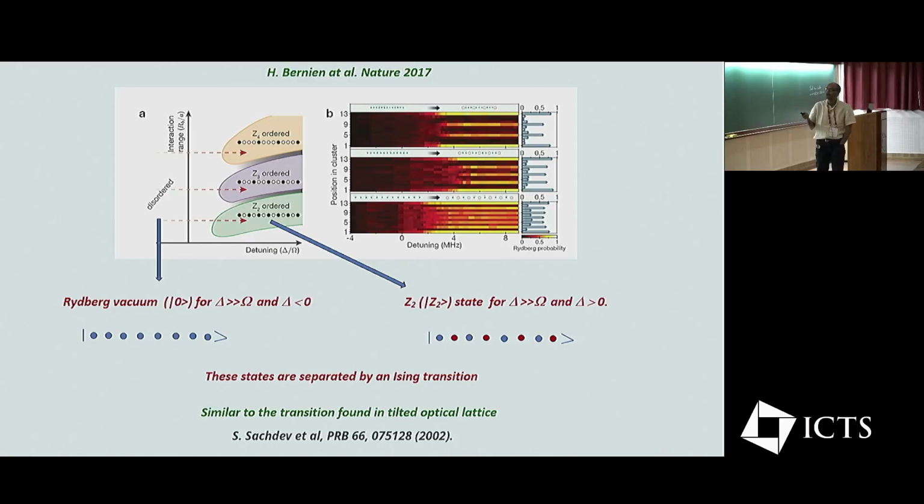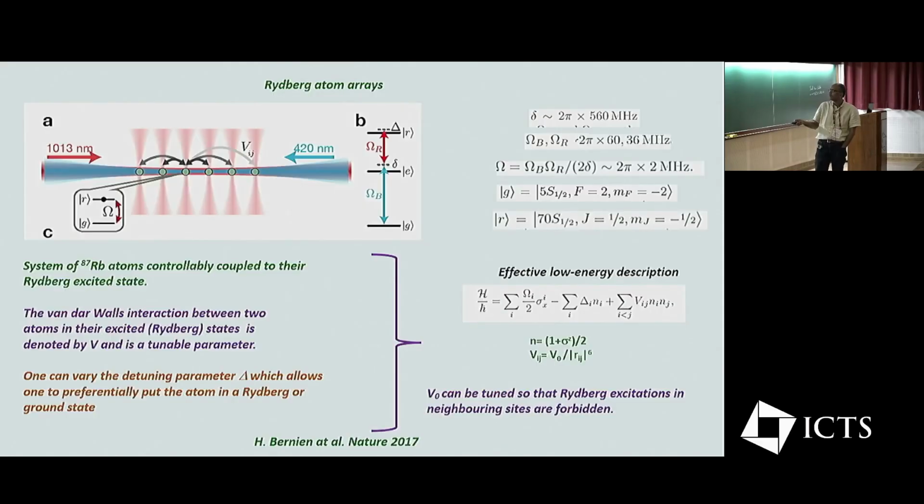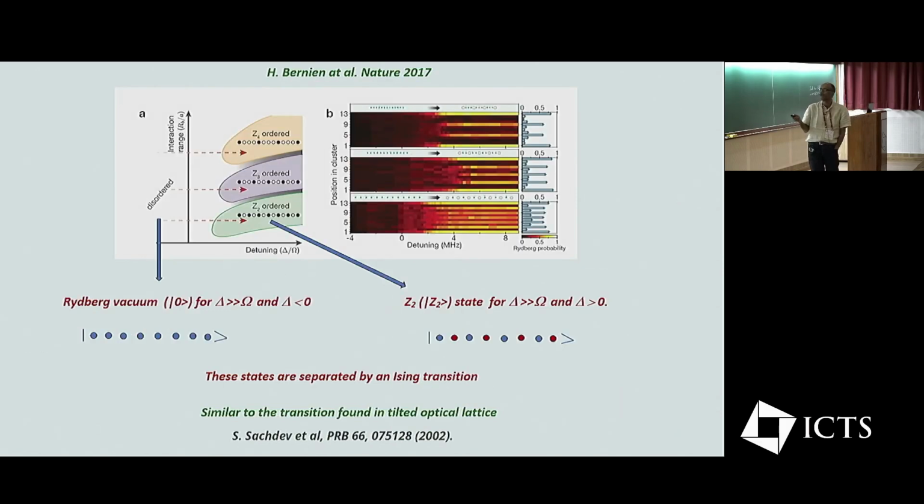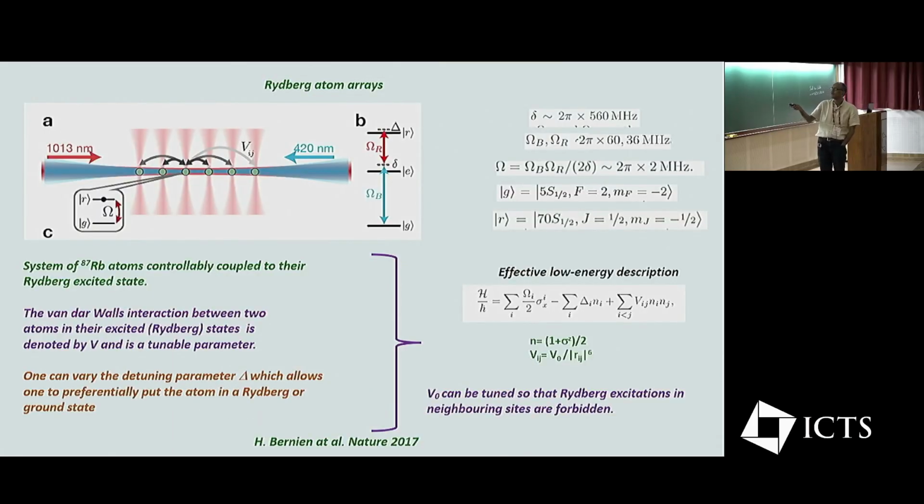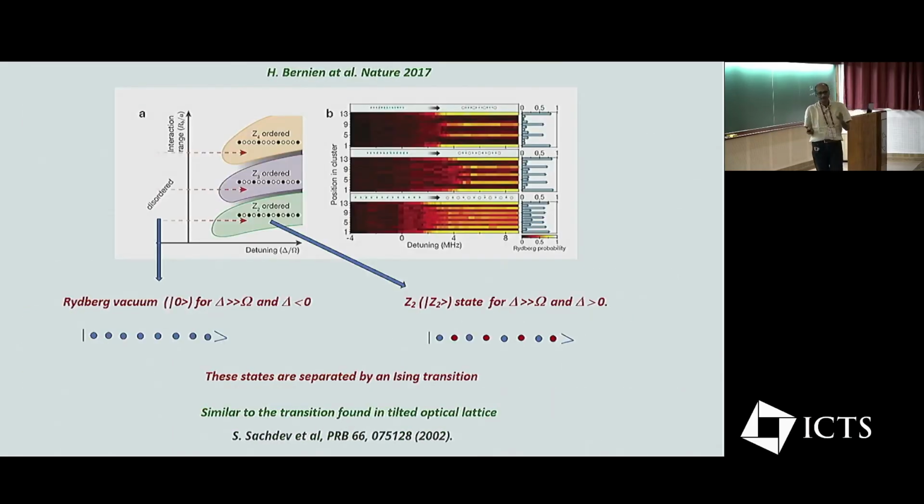tune this V0 to a really large value, so that when the detuning is large and positive, one finds a Z2 ordered state. That is, when the detuning is large and positive, every site wants to basically create a Rydberg excitation, because that's energetically favored by this detuning term. However, because of this interaction term, it can only do that at next nearest neighboring sites.